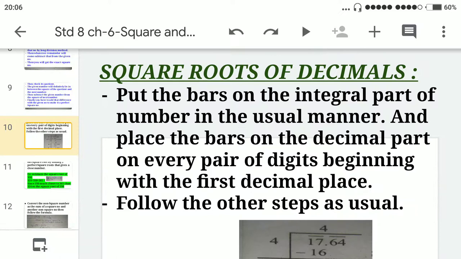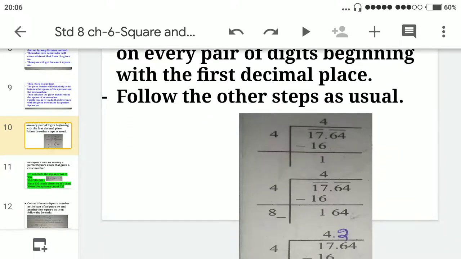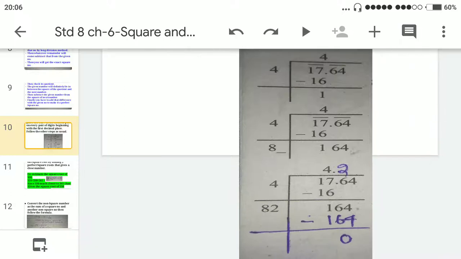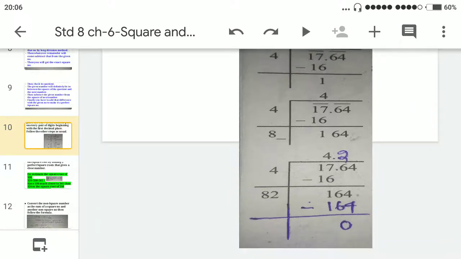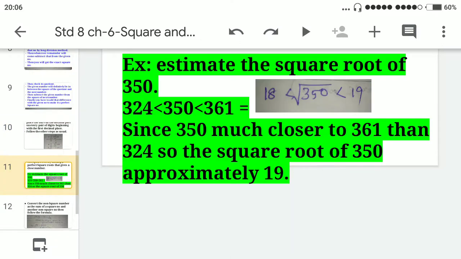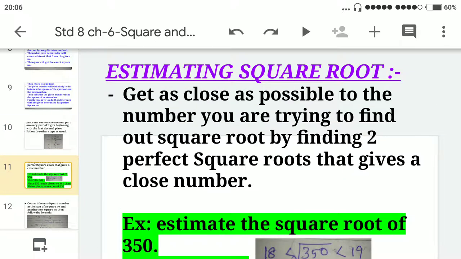Then how to find the square root of a decimal? Simply the same method you have to follow. Put the bar on the integral part of the number in the usual manner and place the bar on the decimal part on every pair of digits beginning with the first decimal place. Follow the other steps as usual. That means here 17.664 is there, so you put the bar on 17, the integral part. As in the usual method, for 664 you put the bars starting from the first decimal place only. You can see that with the same method the result is coming as 4.2 only.